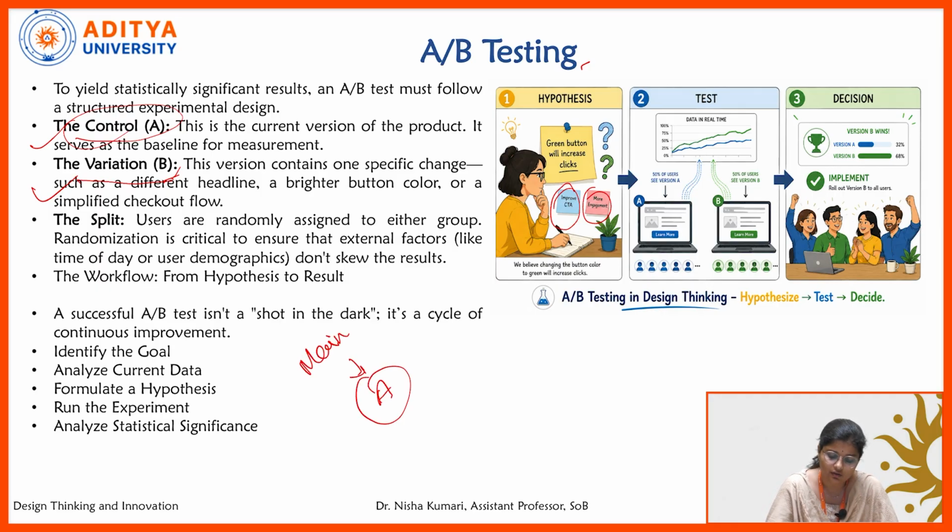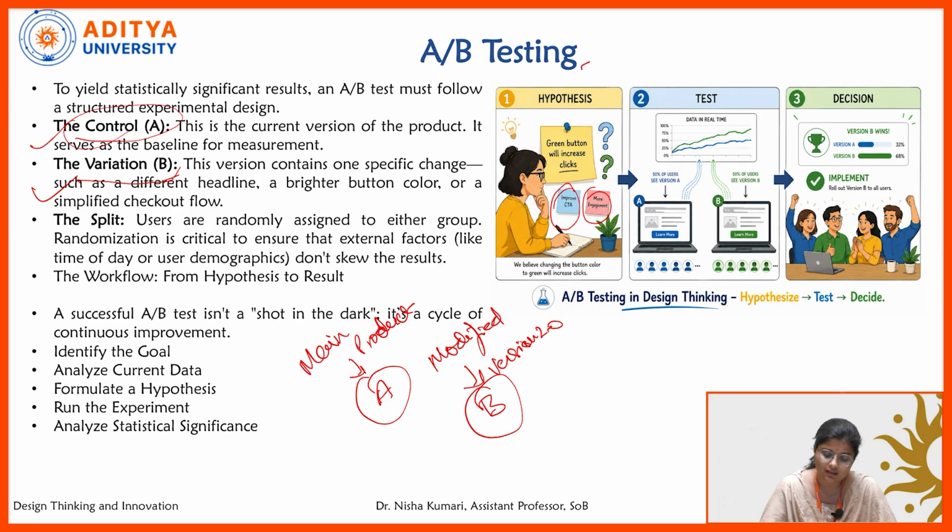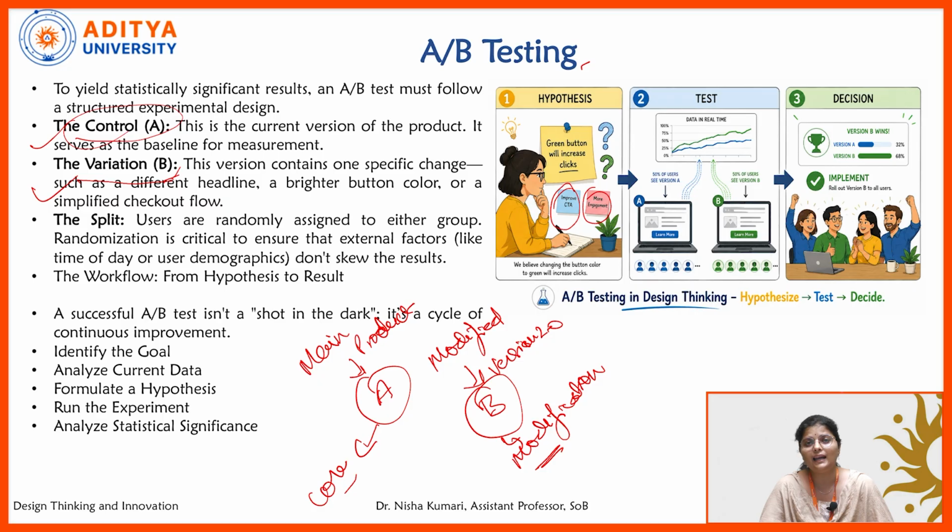While we talk about the A version, it means your main product. While we talk about the B, it's your modified version, or you can say version 2.0. So in this A, this is the core product which we have, and in this B, we did some kind of modification. Now why are we doing this kind of modification?